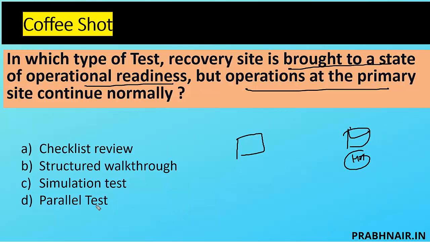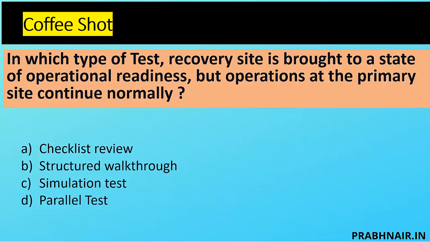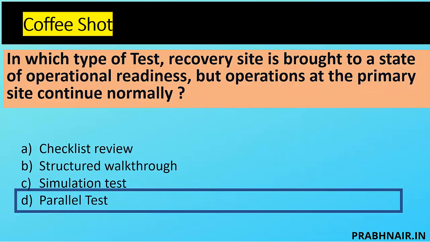You know why? Because checklist is just a checklist review. Structure walkthrough is high level. Simulation is a role play, which is actually happening on the primary side where we are activating the people to leave the facility and all that. But the question says the recovery site is brought to a state of operational readiness. So we will see how easy it is for the hot site to provide the services. That's why we go to that particular site first and do the testing. So that testing is basically called a parallel test. Is it clear? Let's move to the next question.